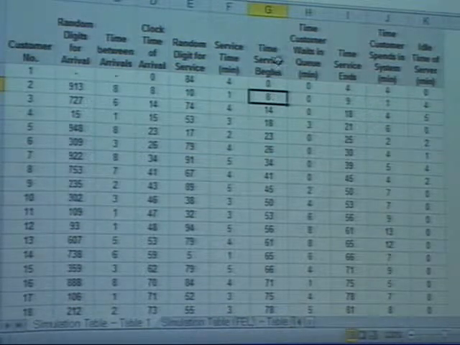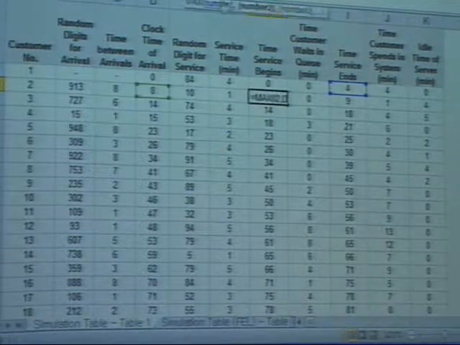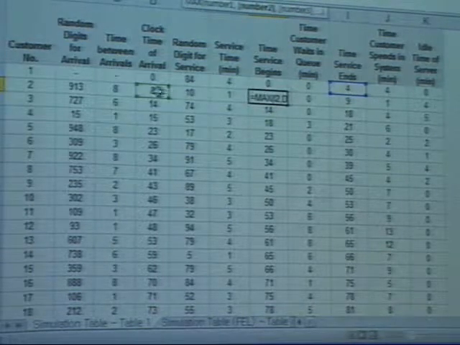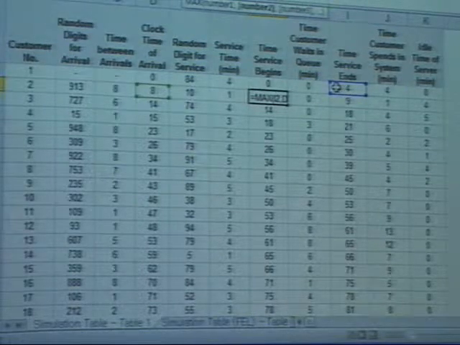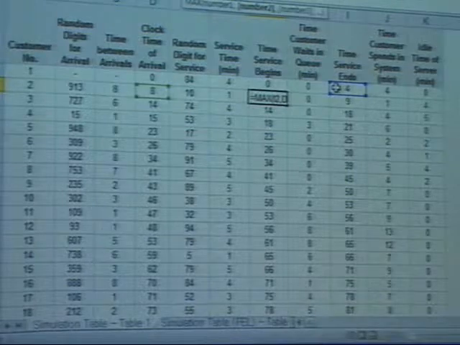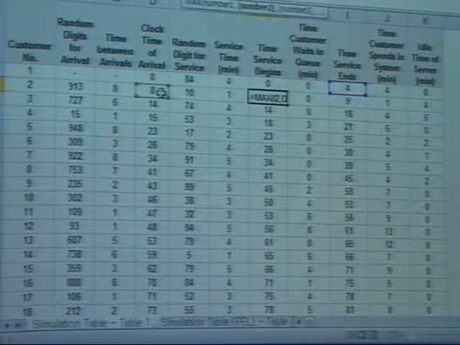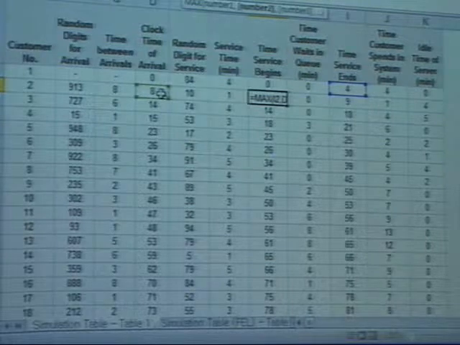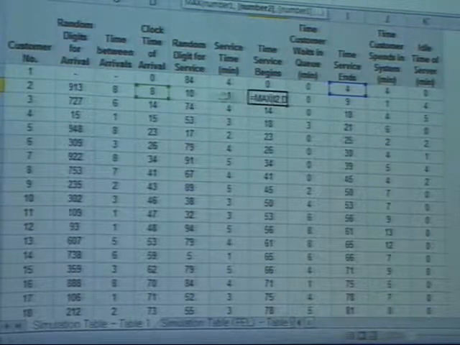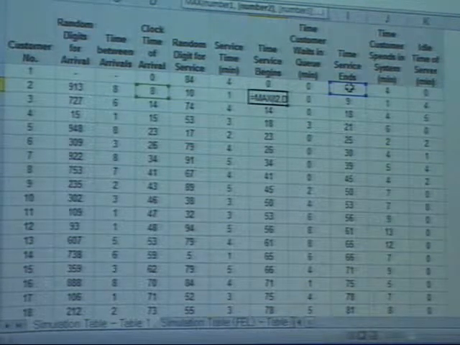Okay. Service time begins. Can you see this thing? If I highlight this, it's a maximum of this and this. Okay? This means service ends time of the previous customer, and this one is the current customer's arrival time. So in this case, the second customer arrives after the first customer's service was done.